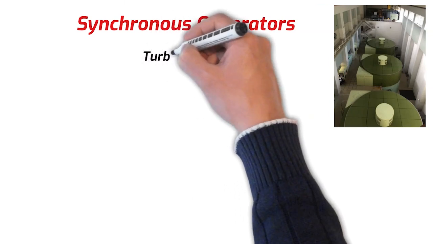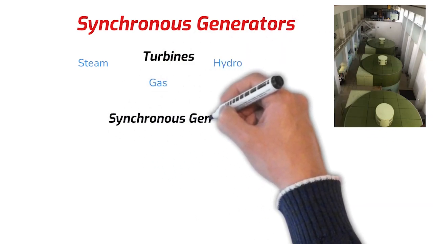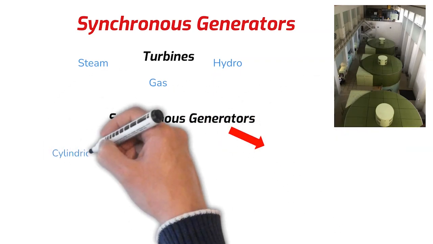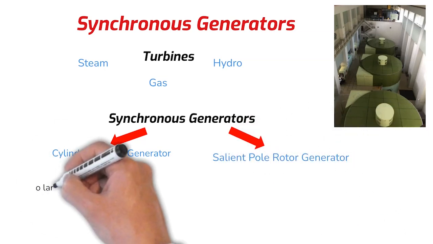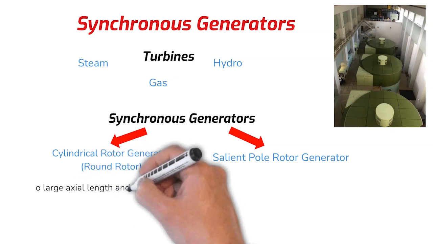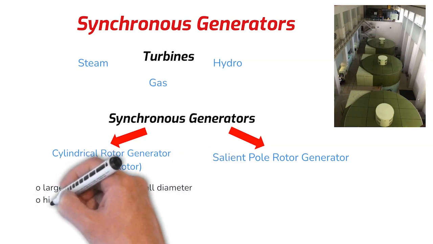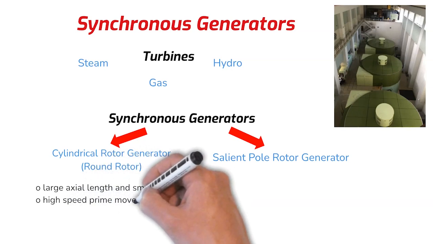Large-scale power is generated by three-phase synchronous generators driven by steam turbines, hydro turbines, or gas turbines. Depending on the construction of the rotor, synchronous generators can be divided into two as cylindrical rotor generators and salient pole rotor generators. Cylindrical rotor generators have a relatively large axial length and small diameter to limit the centrifugal forces. And these are mainly driven by high-speed prime movers such as steam turbines and gas turbines.